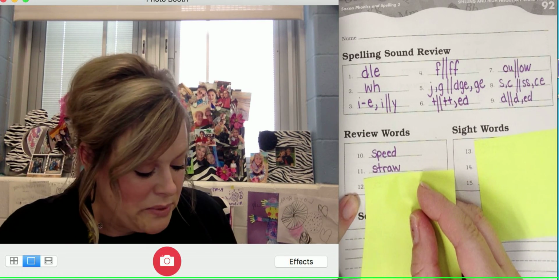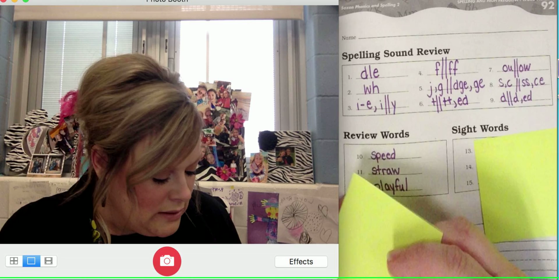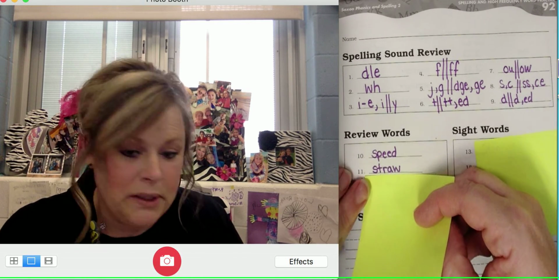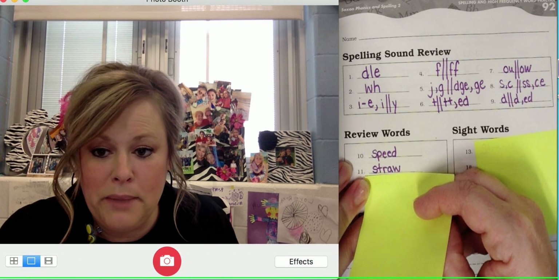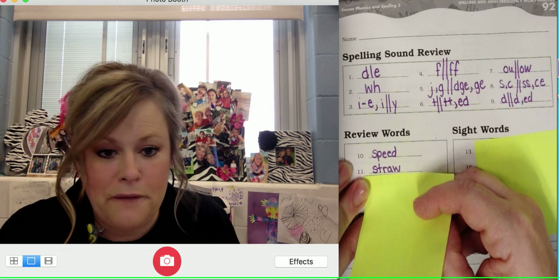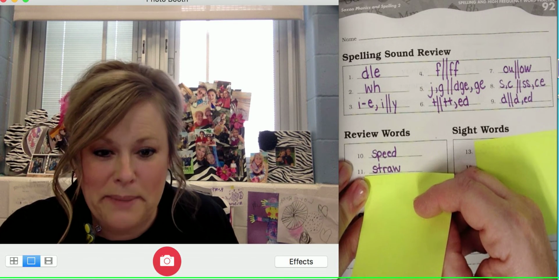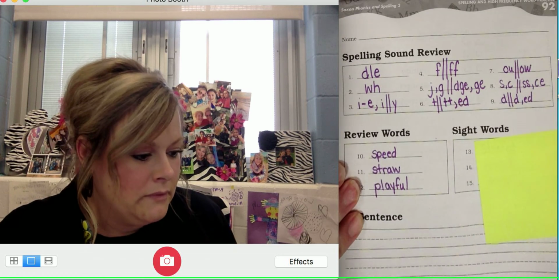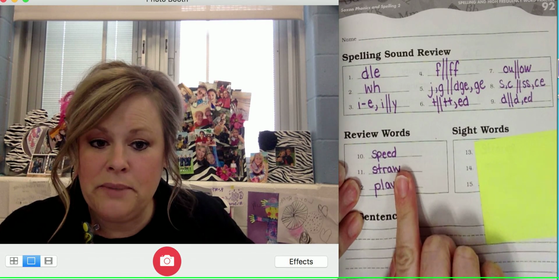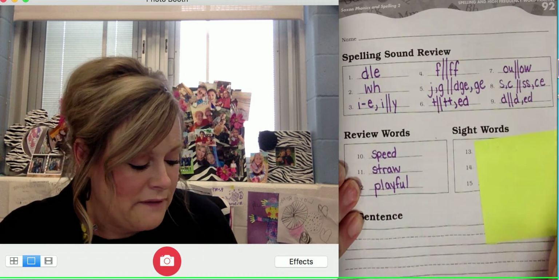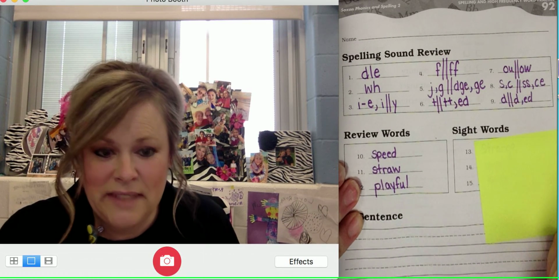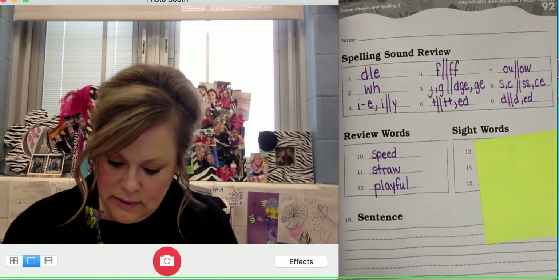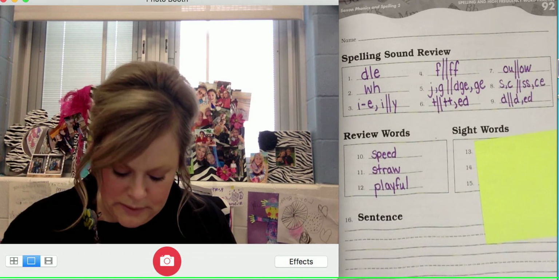Okay. Number 12 review word is playful. Playful has suffix F-U-L. Play plus full is playful. To be full of play. Like puppies are full of play. Playful. The A-Y in the final position of play. Then add that suffix F-U-L. Our sight words. Give me a minute to get all caught up on those.